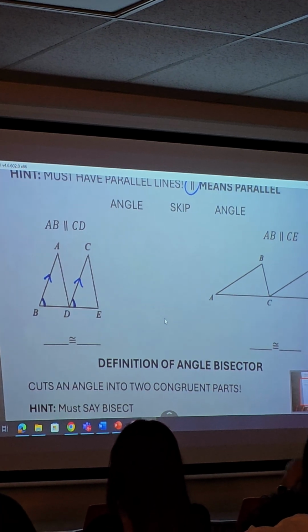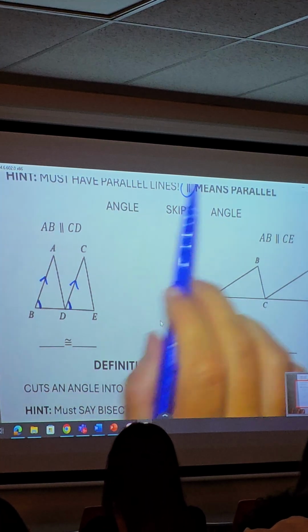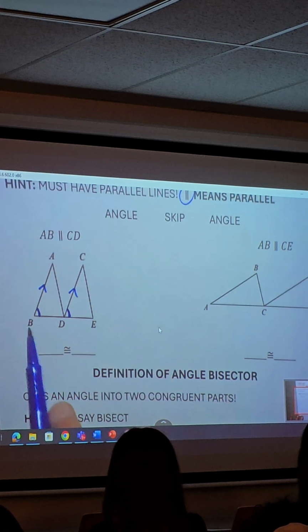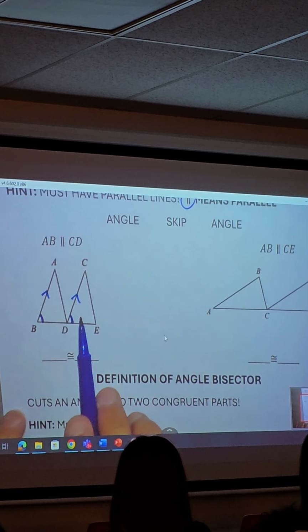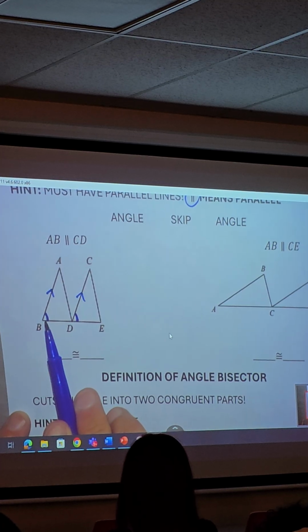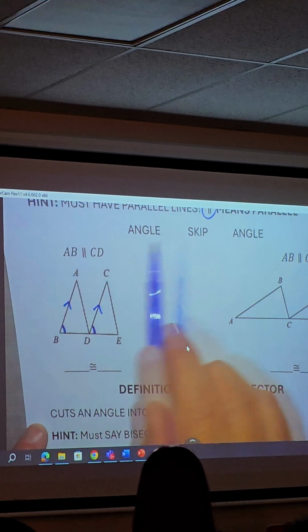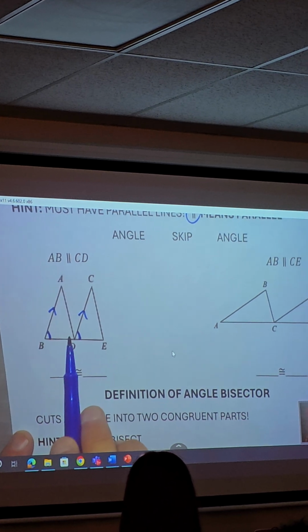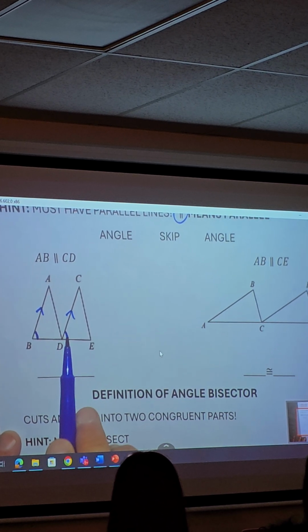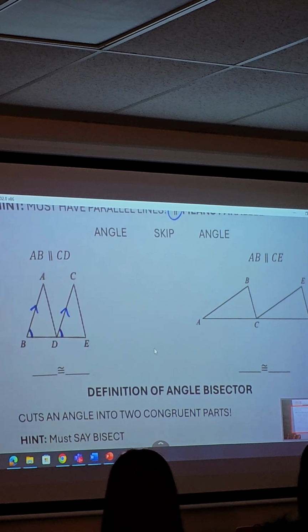So how does she know she's right? Well, look. Congruent angles formed by parallel lines which cause matching corners to be congruent. Would B and D be a matching corner? Yeah. So if I took this triangle and I slid it, would D be on top of B? Yeah. Okay, so it works. What about angle skip angle? So look, you have an angle, we skip the angle, then we have an angle. So we can do it that way, whatever you prefer.